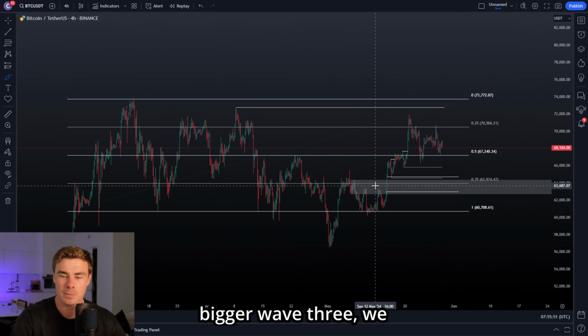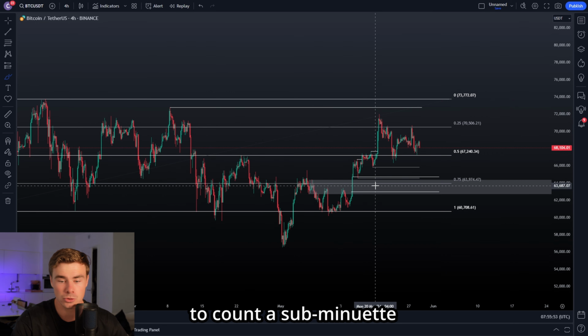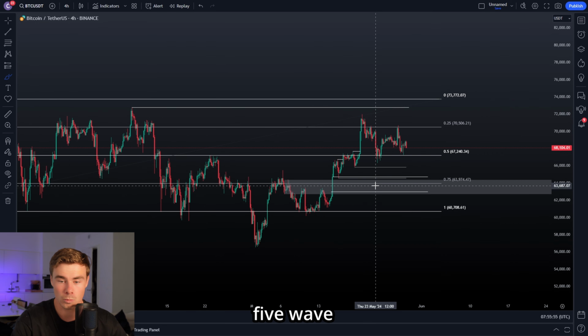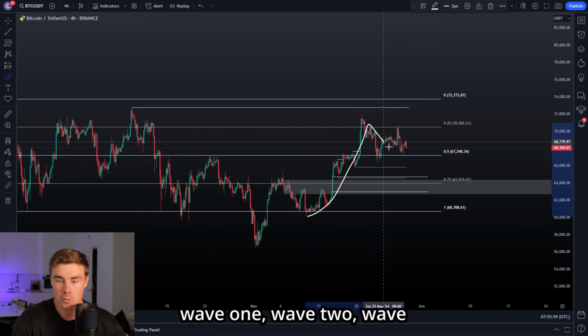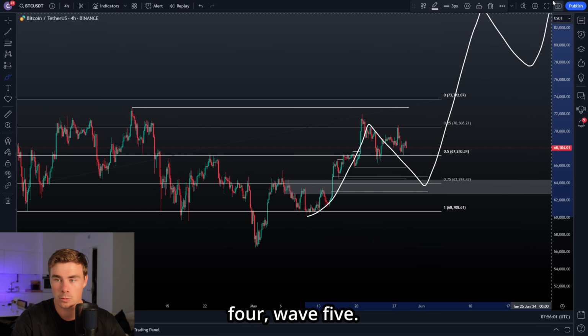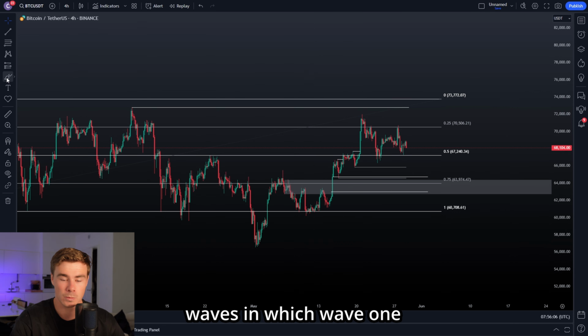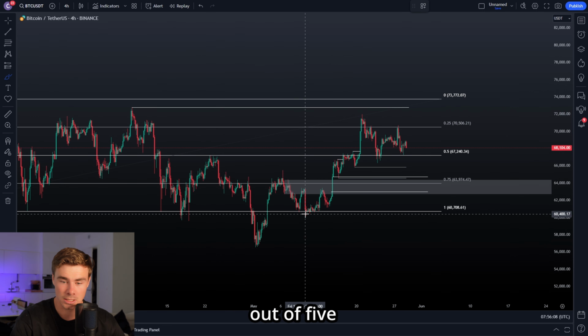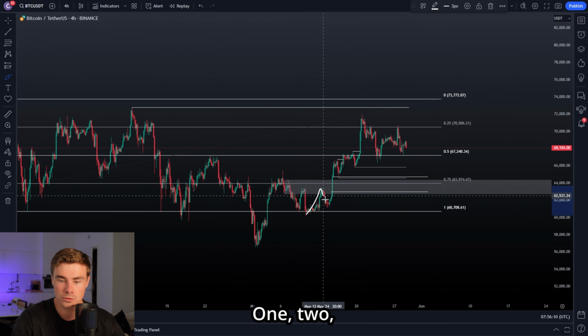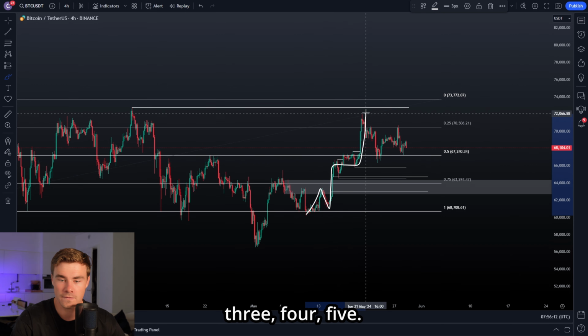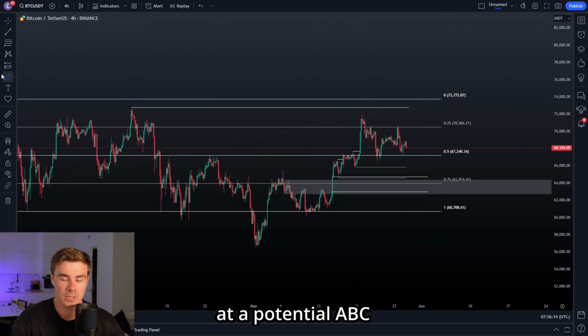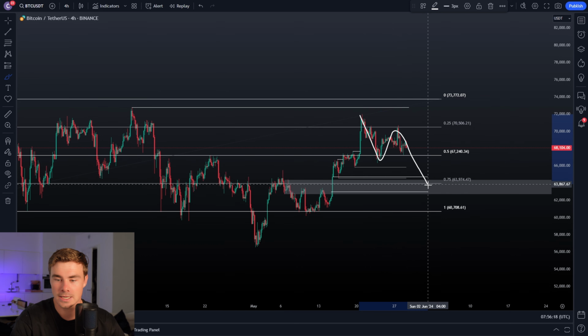And inside of the bigger wave 3, we should be able to count a sub-minute 5-wave structure as well. This could be potential wave 1, wave 2, wave 3, wave 4, wave 5. Inside of the bigger wave 3, count 5 waves, in which wave 1 once again also consists of 5 smaller waves: 1, 2, 3, 4, 5. And then we are looking at a potential A, B, C correction. And that C wave might end over here.